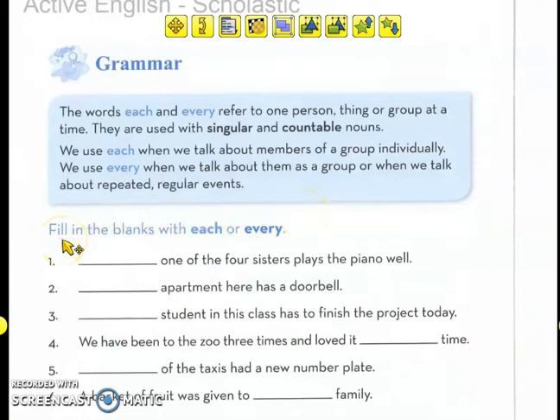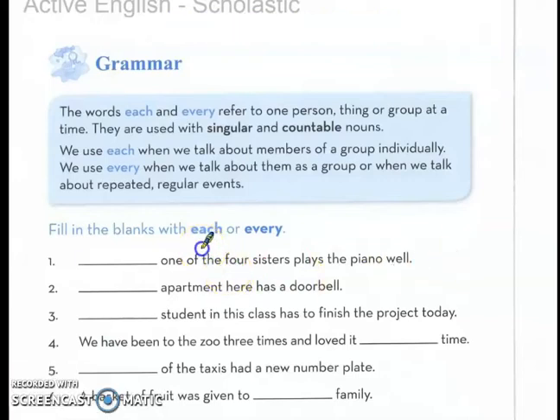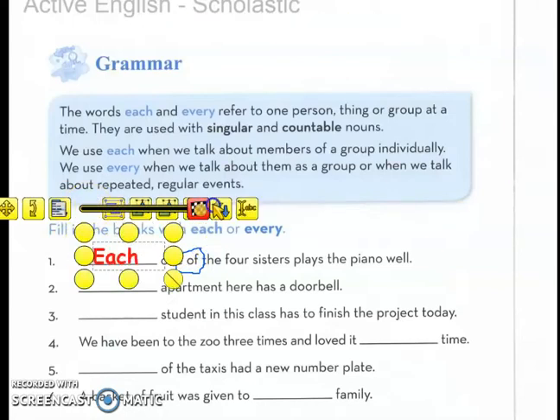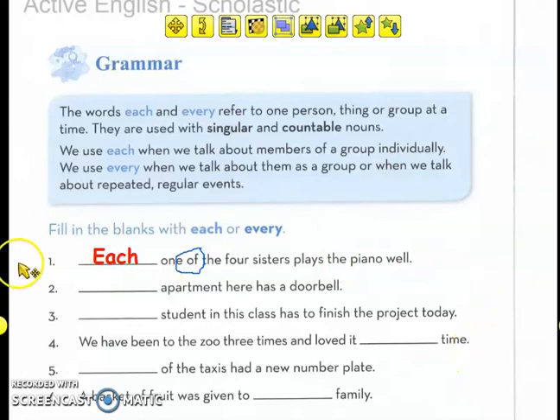Let's go to the question. Fill in the blanks with each or every. Again, we will complete these sentences with each or every. Number 1. One of the 4 sisters plays the piano well. One of the 4 sisters. Here we have of, my students. So, what is the answer? Excellent, each. Each one of the 4 sisters.